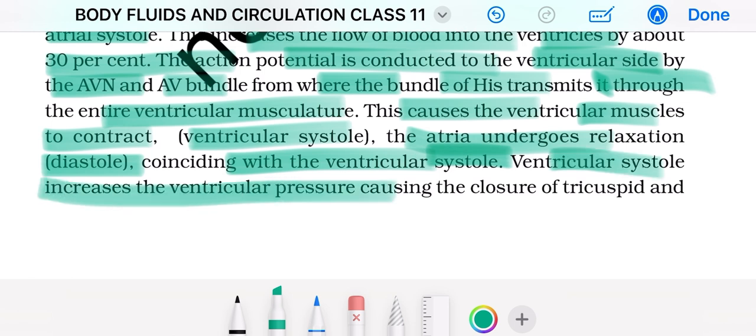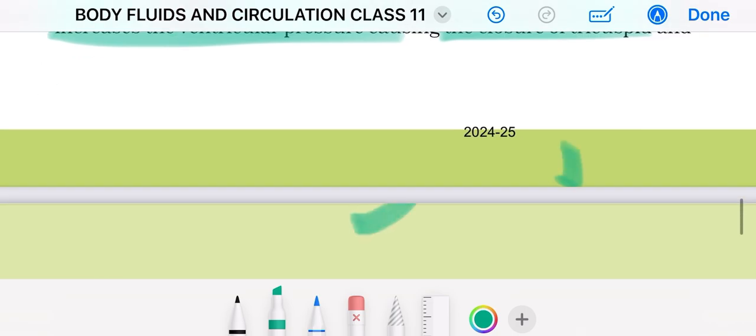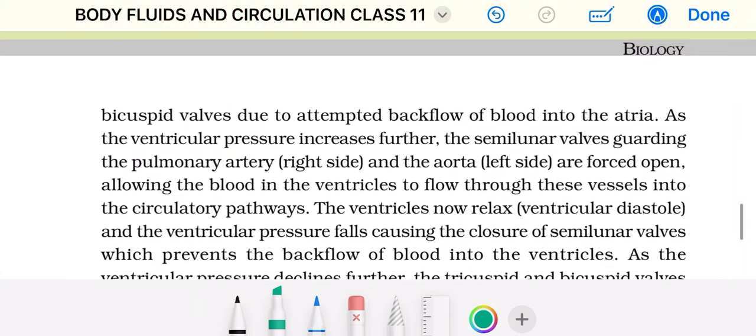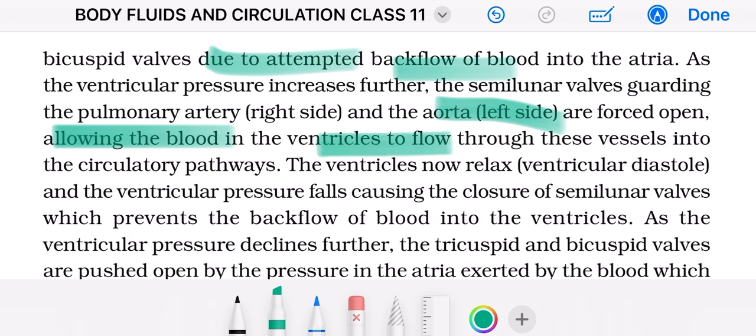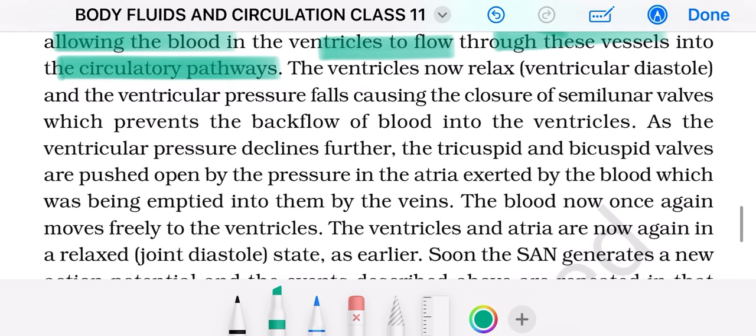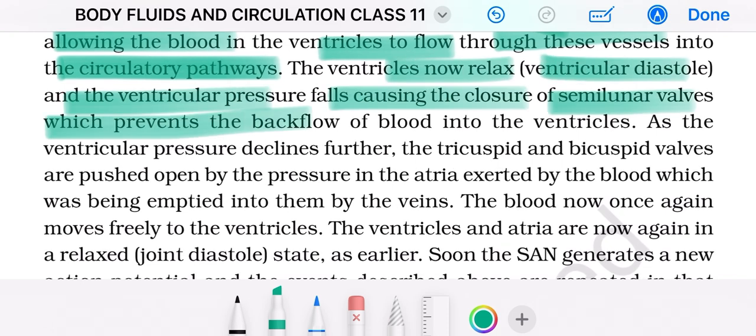Ventricular systole increases the ventricular pressure, causing the closure of tricuspid and bicuspid valves due to the attempted backflow of blood into the atria. As the ventricular pressure increases further, the semilunar valves guarding the pulmonary artery and the aorta are forced open, allowing the blood in the ventricles to flow through these vessels into the circulatory pathways. The ventricles now relax, ventricular diastole, and the ventricular pressure falls, causing the closure of semilunar valves, which prevents the backflow of blood into the ventricles.